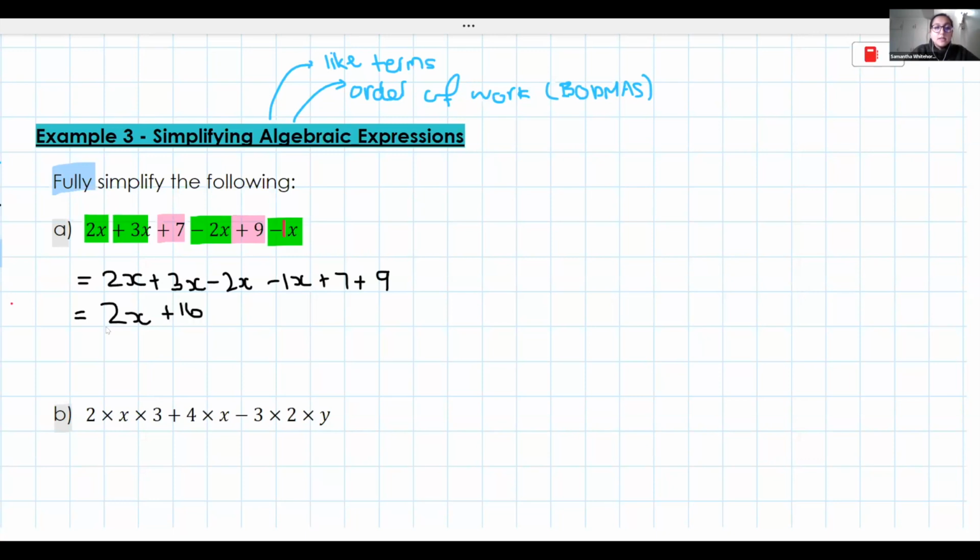Now guys, remember, you always double check. Do you have like terms? No, I don't. So that is my final simplified answer. Once I've dealt with all of my like terms, I'm done.